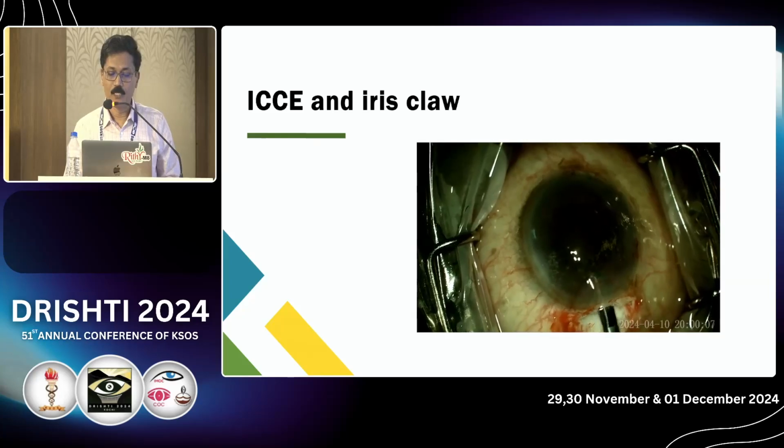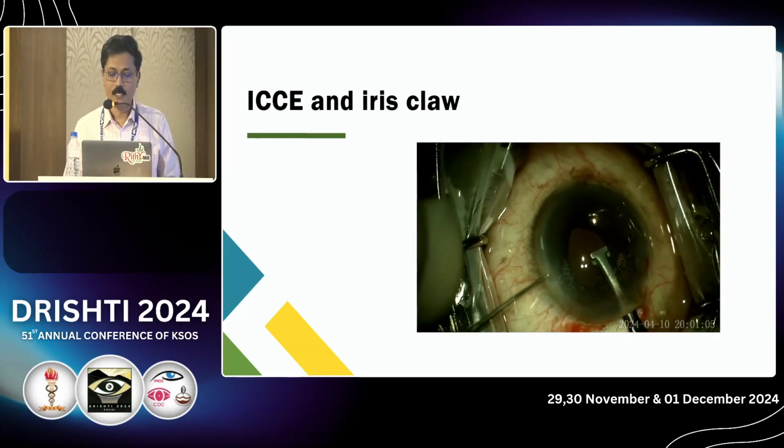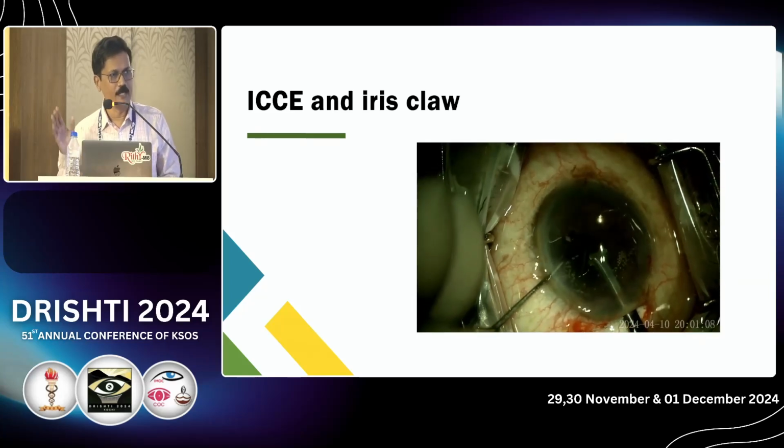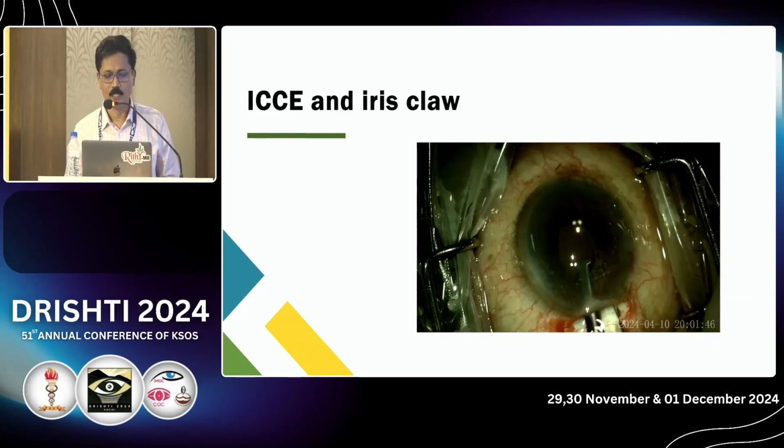So I am going in and putting an iris claw lens, as we just saw in the previous session. The advantage of this iris claw is that you can put it in any axis. It need not be horizontal like the other lenses. You can put it vertical, oblique.